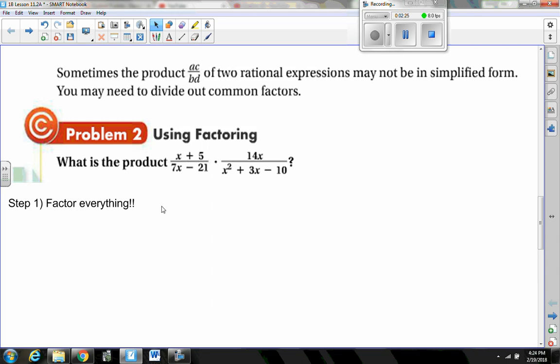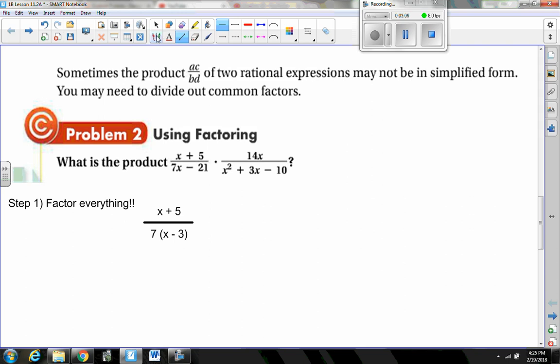So what that means is try to factor out a common factor, or if you have a quadratic equation or expression like this guy, we want to factor it into those two parentheses pieces using our rules of multiply to negative 10, add up to 3. Of course, the top of the first fraction is just x plus 5. That cannot be factored. The bottom is 7x minus 21, and that can be factored into 7, and then in parentheses, x minus 3. So that's the first fraction. X plus 5 over 7 times x minus 3.